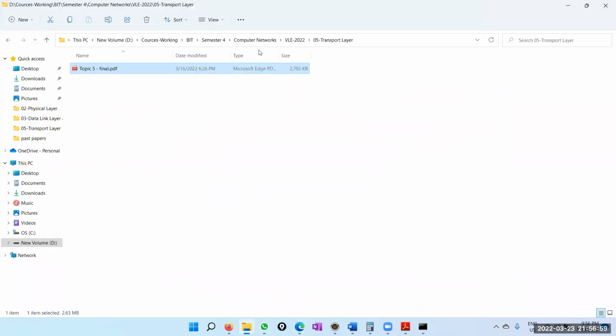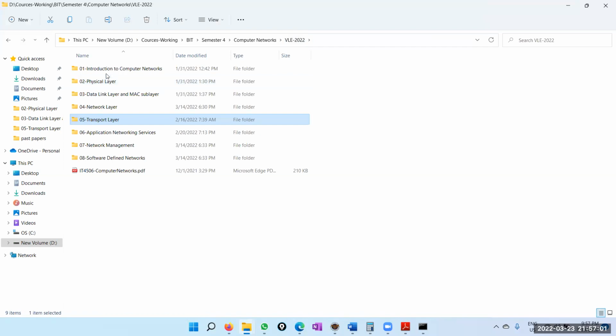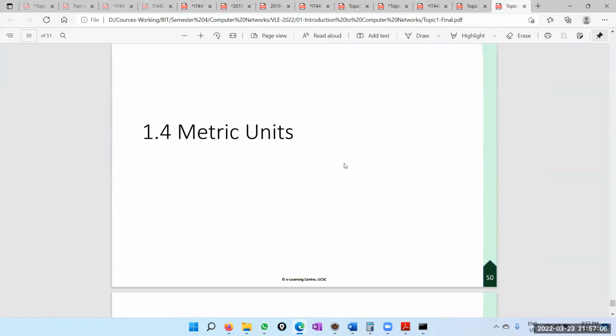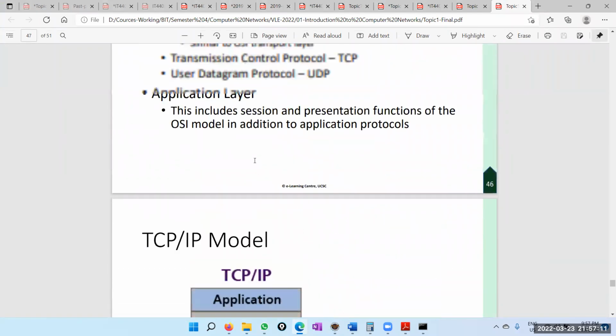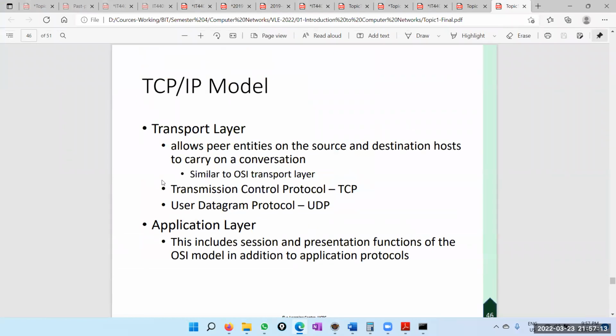I think maybe in your topic 1. So this is the TCP/IP model that I mentioned. You can see the transport layer allows peer entities on the source and destination host to carry on a conversation, right? On connection, conversation, right? And it uses either TCP or UDP, right?